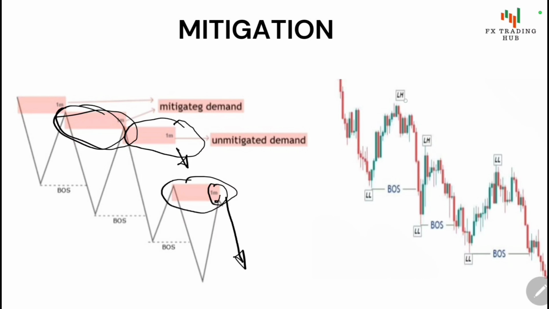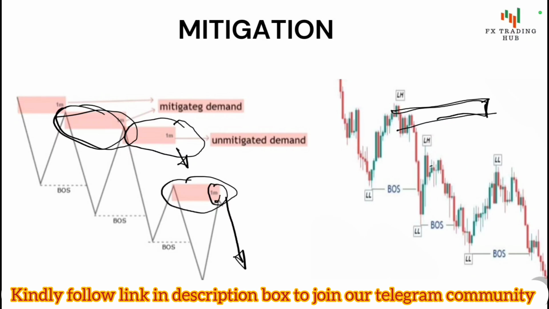So, very important. Now on the chart, you can see this zone is yet to be mitigated. Price did not come to this zone. This zone was mitigated. You can see price came to this zone and price sold from the zone. So that's the principle of mitigation and non-mitigation.